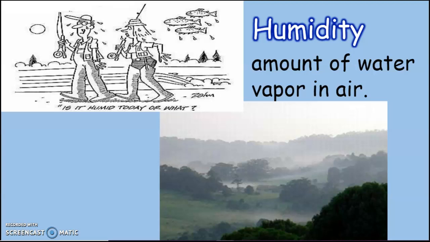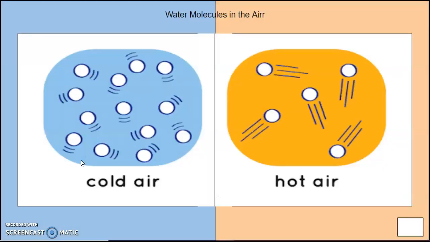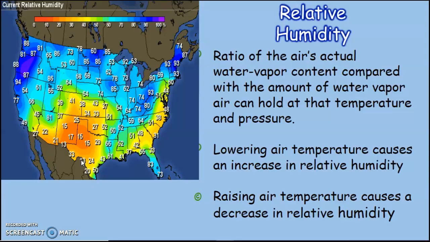Well, what we're going to be doing is calculating the relative humidity that's in the air, so we can begin to get an idea of what our weather's going to be like when we hear about the relative humidity that the weatherman talks about. So our relative humidity is the ratio of the air's actual water vapor content compared with the amount of water vapor air can hold at that temperature and pressure.